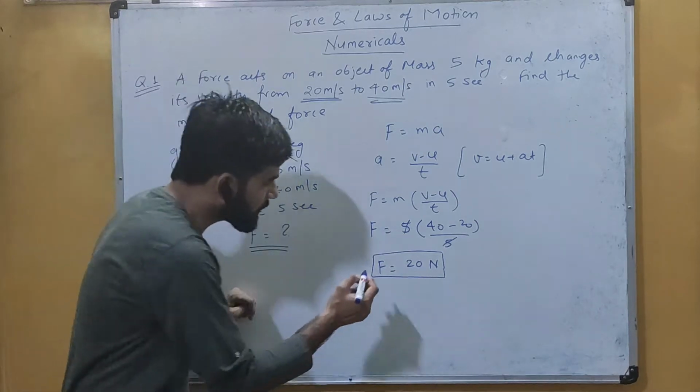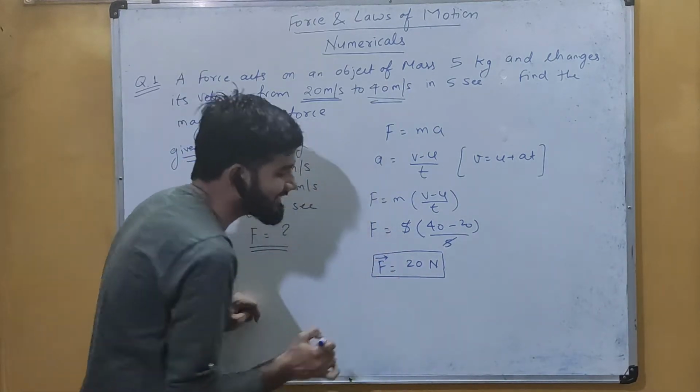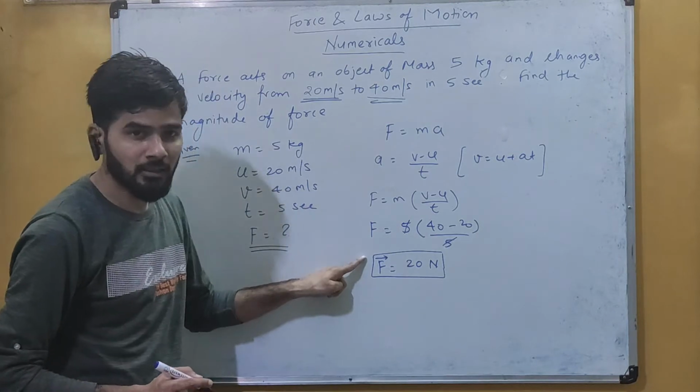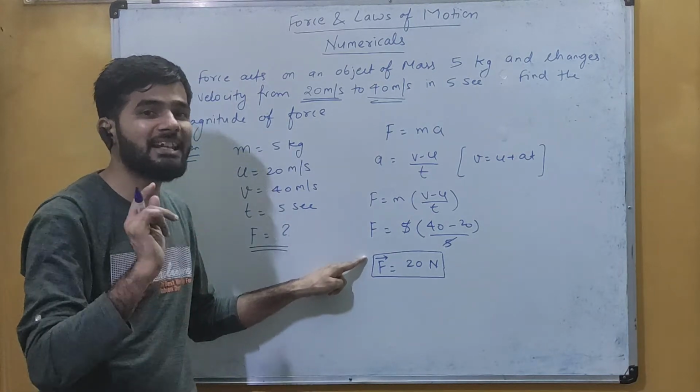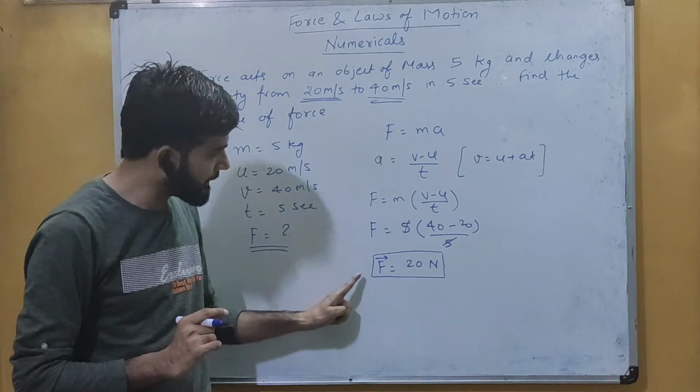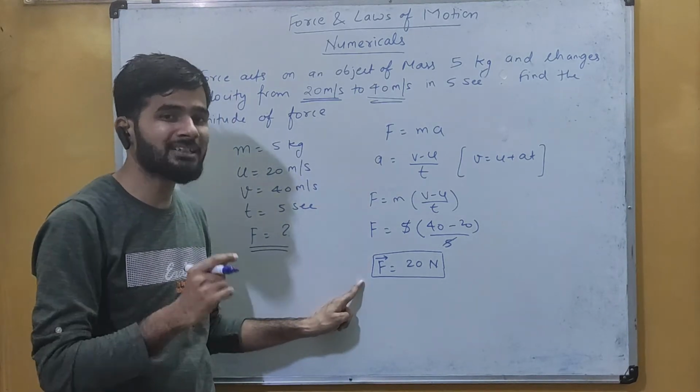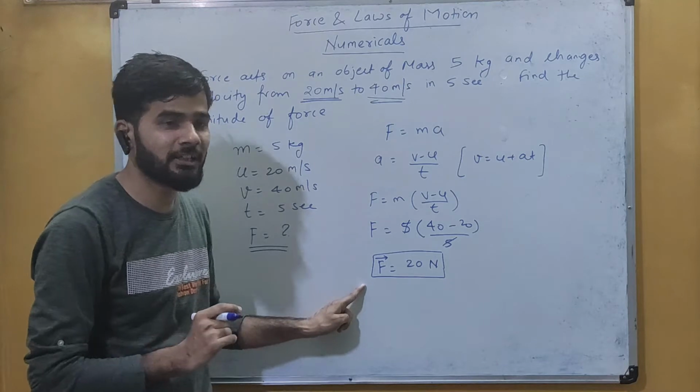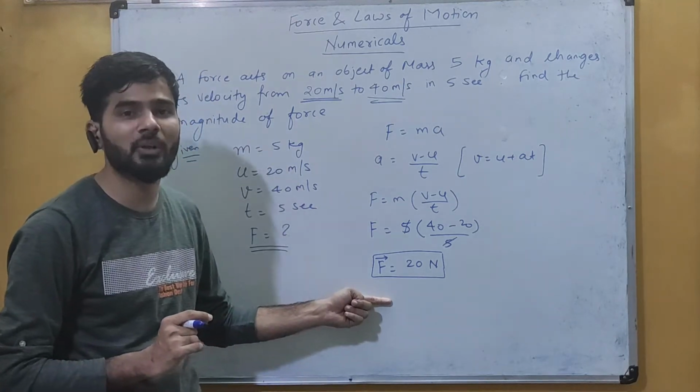And if you want, you can write the symbol of force like this, because this arrow on the top of any variable represents that it's a vector quantity. So you can put this arrow on this value because force is a vector quantity. So here the value of force is equal to 20 Newton.